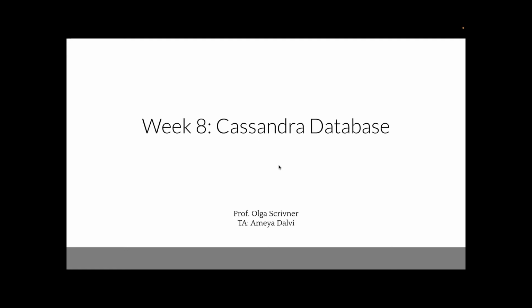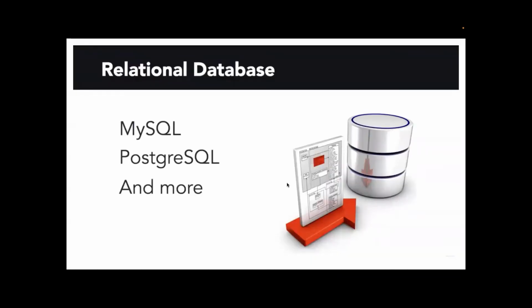Everyone. This week we'll learn about Cassandra database. So relational databases are the most commonly used type of database. They work well with applications designed for a wide range of uses, from business operations to science research. Many web applications use popular relational databases like MySQL and PostgreSQL.